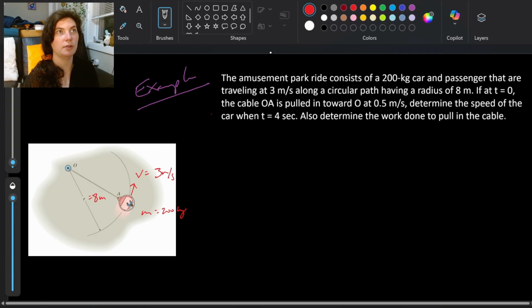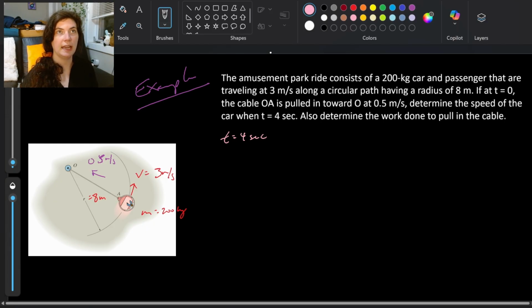If at t equals 0, the cable OA is pulled in towards O at 0.5 meters per second, so at t equals 0 we start pulling this in, and this has a velocity of 0.5 meters per second getting pulled inwards towards O. Determine the speed of the car when t equals 4 seconds. Also determine the work done to pull in the cable.